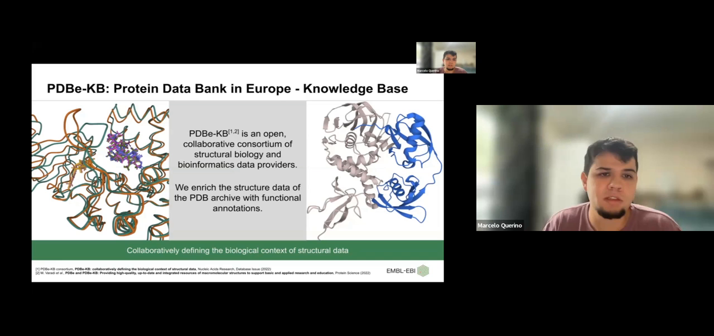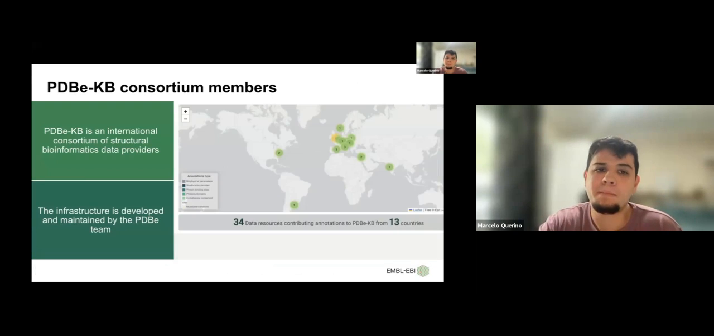So if PDBe is more about the deposited structures, KB is an open and collaborative consortium that enriches the structural data with functional annotations. This comes from our various structural biologists and bioinformatics data providers. And right now we have 34 different data resources that contribute annotations to KB from 13 different countries. And all the infrastructure is developed and maintained by the PDBe team.